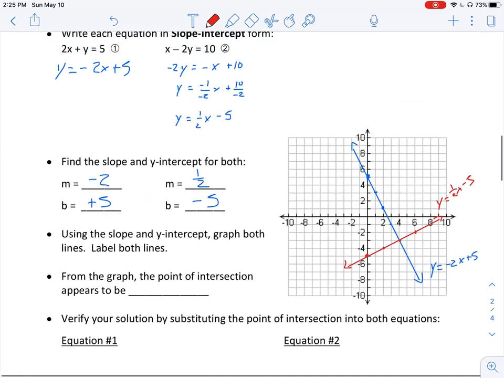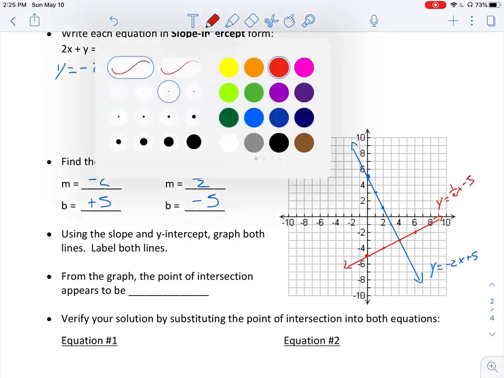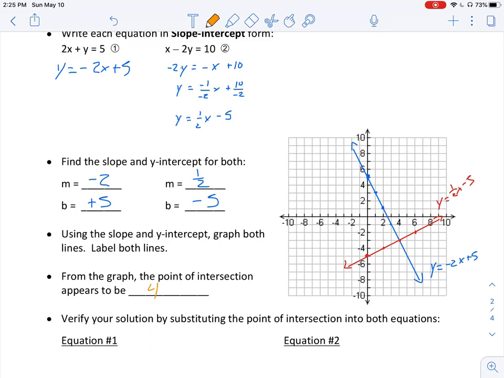So I've labeled both of them, I've put them both on the graph. Now I'm noticing something. From the graph, the point of intersection appears to be, well, I can see that point specifically, that appears to be x is positive 4 and y is negative 3. So I would write those coordinates, in a different color here, as 4 and negative 3.